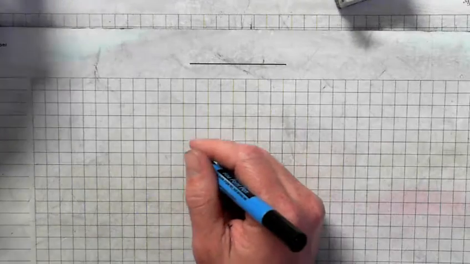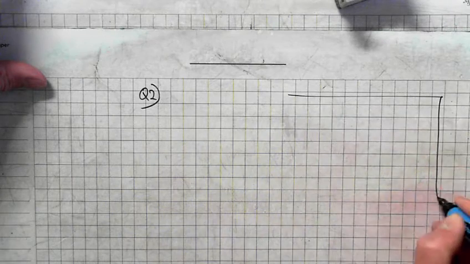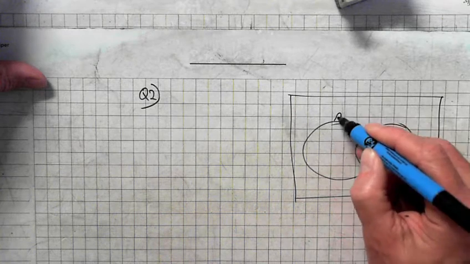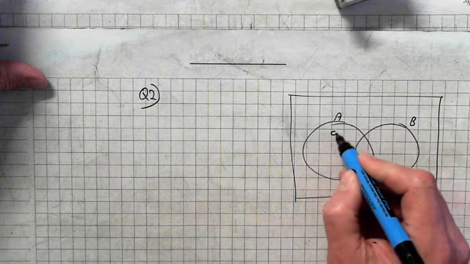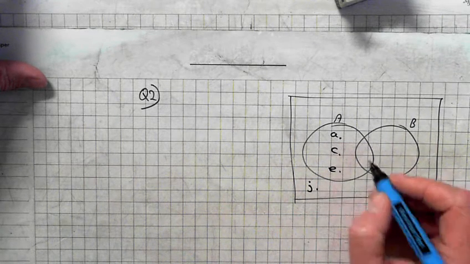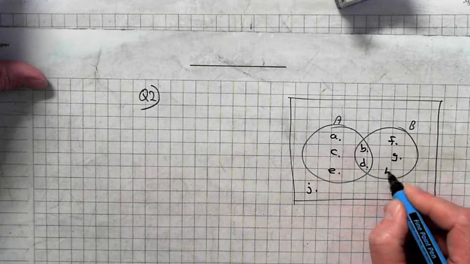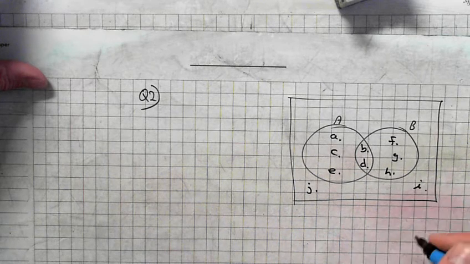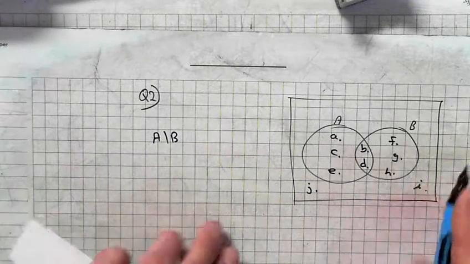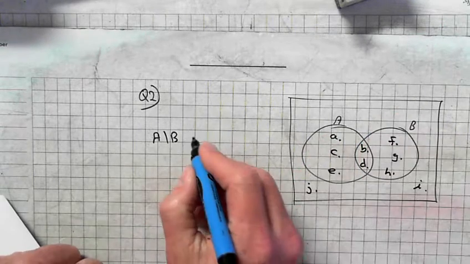Alright, question 2. Question 2, the box. You have set A and B, that's set A, that's set B. You have A, C, E, you have J outside, you have B, you have D, F, G, H, and I is here. Alright, what's A less B? Look at A first, but none of B. What is it? A, C, E.